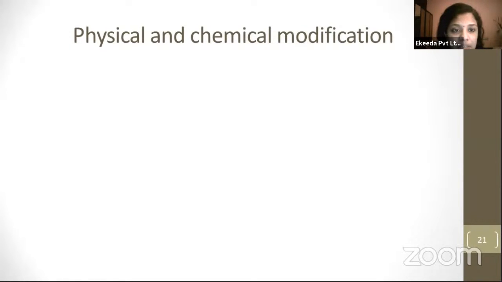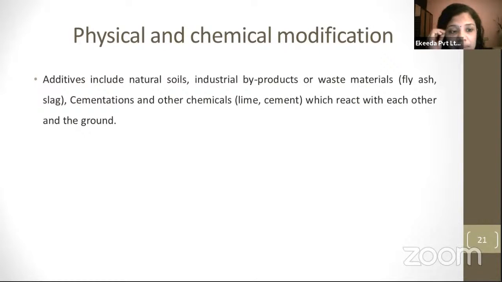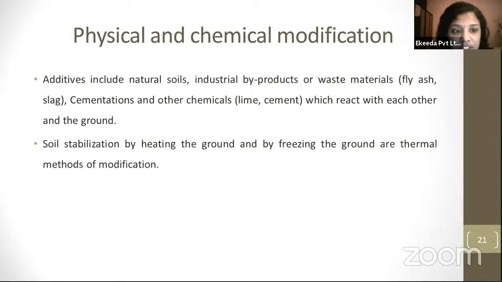Next is physical and chemical modification. In physical and chemical modification, additives include natural soils, industrial byproducts of waste materials, fly ash, slag, cementitious and other chemicals, lime and cement, which react with each other and modify the property of the soil. So we can modify the chemical or physical properties of the soil by adding admixtures. This type of modification is called physical and chemical modification.